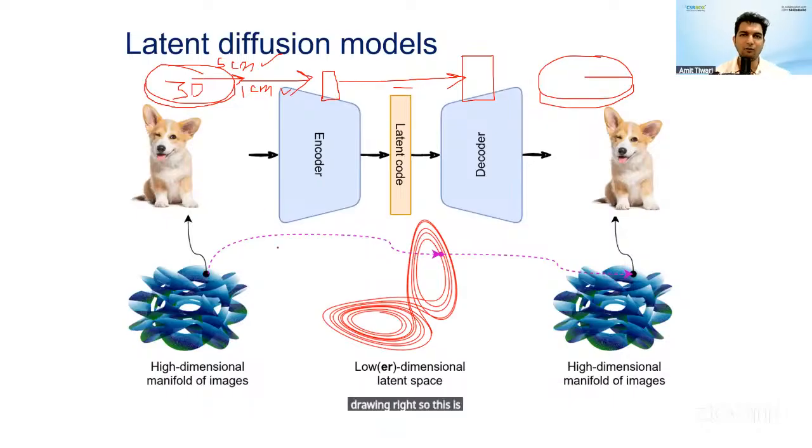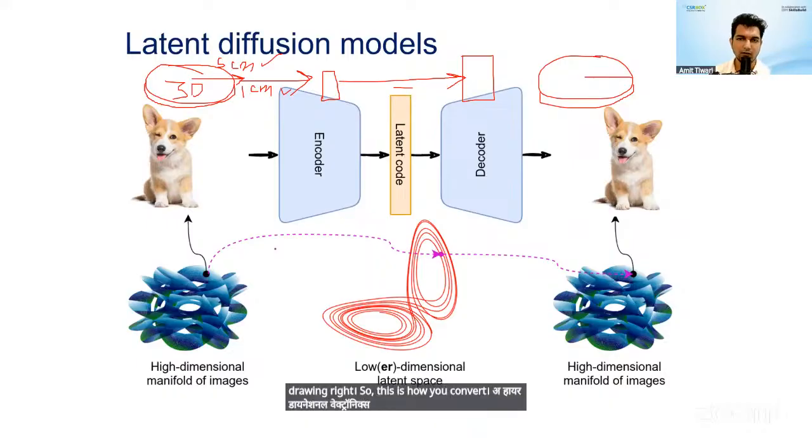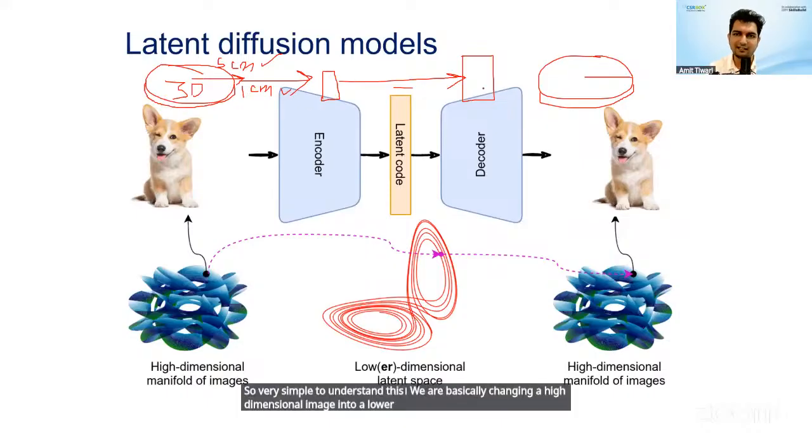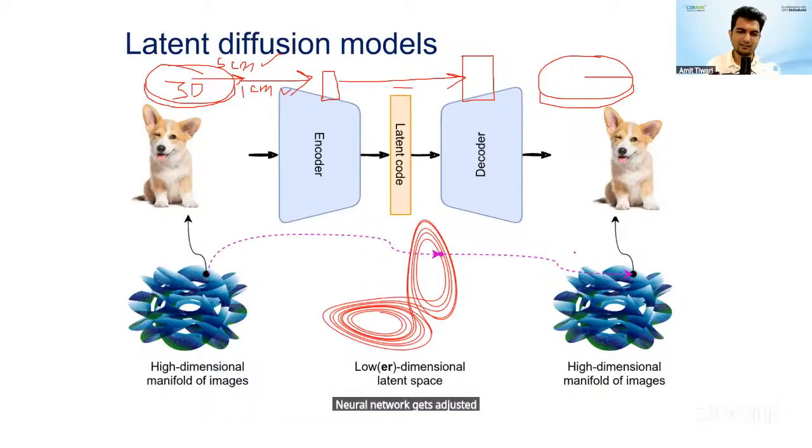So this is how you convert a higher dimensional vector into a lower dimensional vector. And when you decode that lower dimensional vector into a higher dimensional vector, you get the understanding of that. You get a gist of what you tried to design, right? So it is very simple to understand. We are basically changing a higher dimensional image into a lower dimension, and then when we are recreating it, we are recreating it with some decoder to that same higher dimension, so that this neural network gets adjusted with its weights and biases to understand the same image.